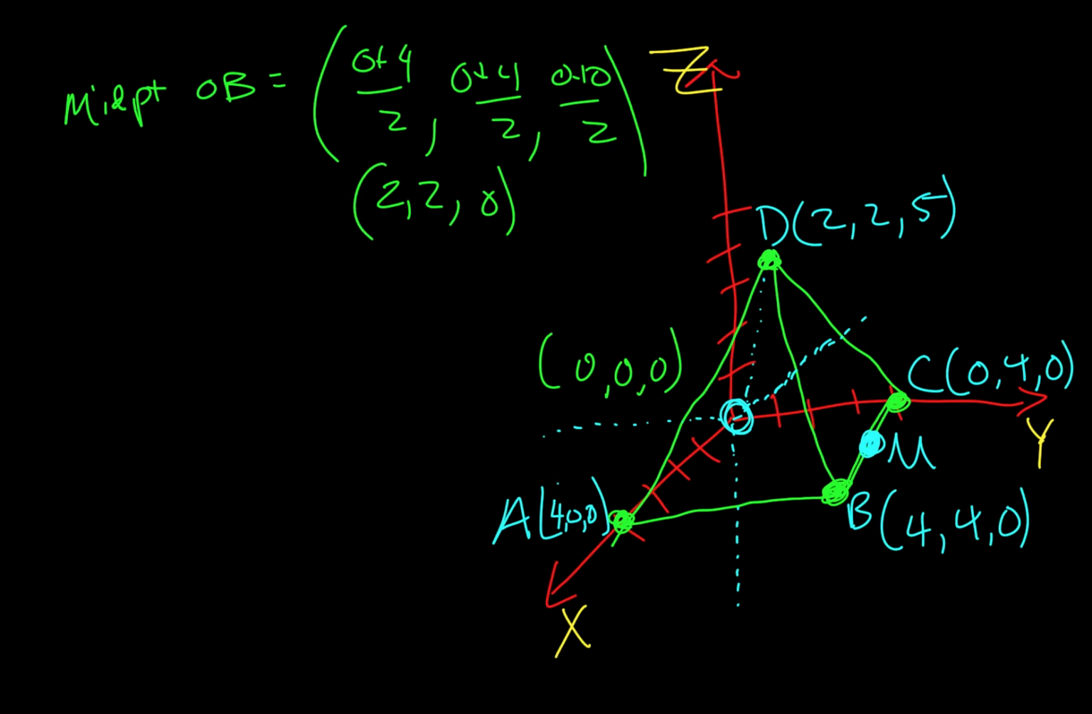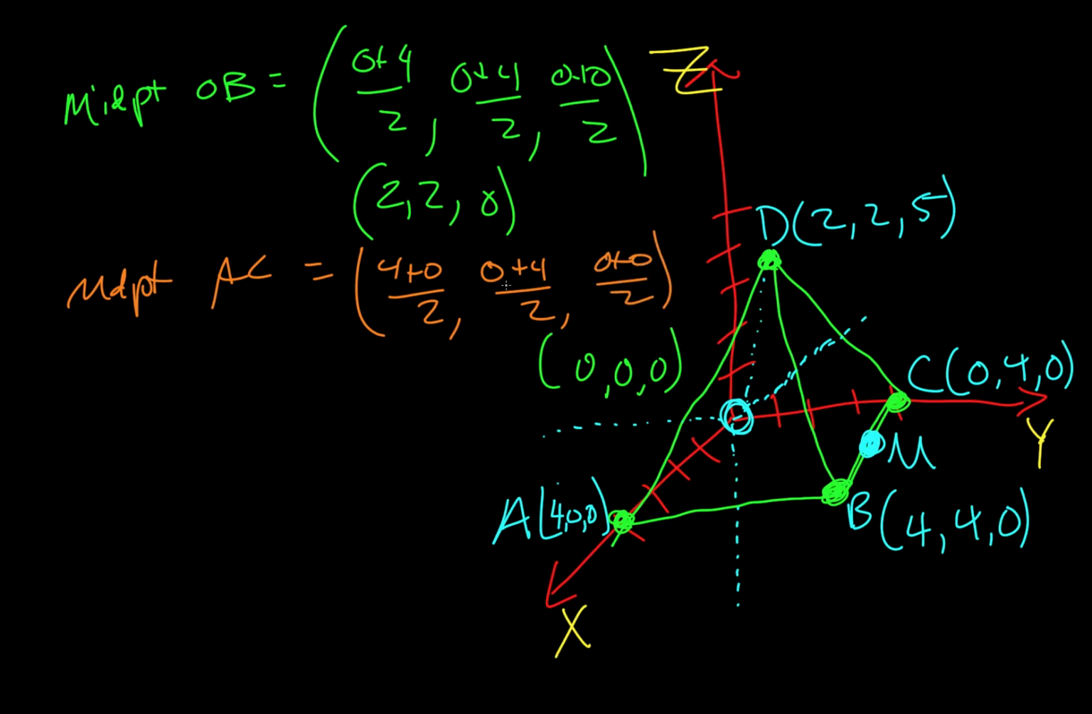Okay, now similar thinking, we're going to go from A to C this time. So we want the midpoint of AC, and with that we're going to do 4 plus 0, then 0 plus 4, then 0 plus 0, all over 2. So we get 4 halves, which is 2, 4 halves, which is 2, and then 0. Okay, those are the same, so that really is the center right there.